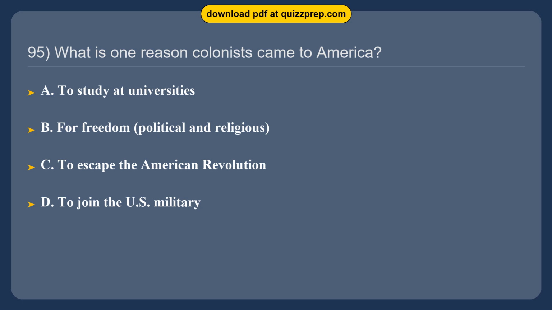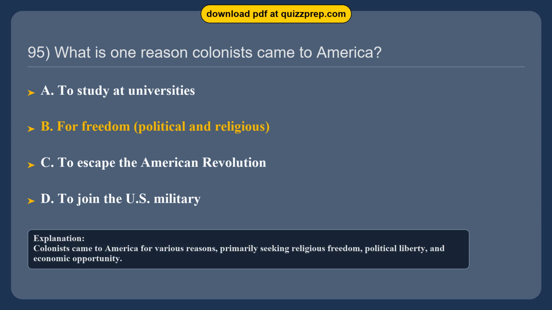Question 95. What is one reason colonists came to America? Option A, to study at universities. Option B, for freedom, political and religious. Option C, to escape the American Revolution. Option D, to join the U.S. military. The correct answer is option B, for freedom, political and religious. Colonists came to America for various reasons, primarily seeking religious freedom, political liberty, and economic opportunity.